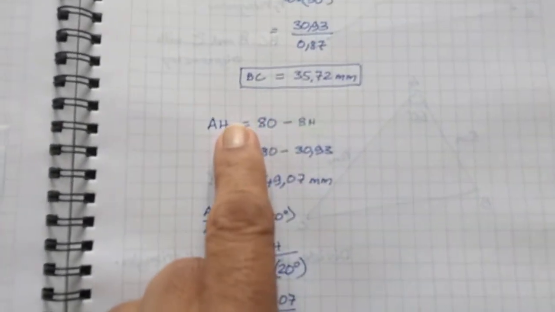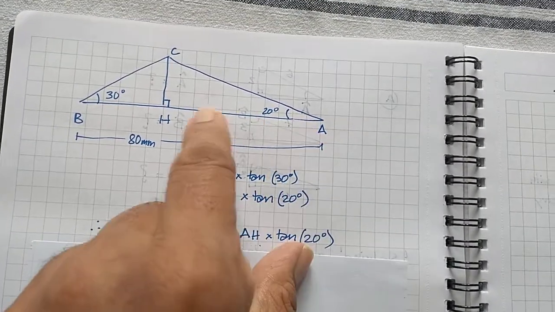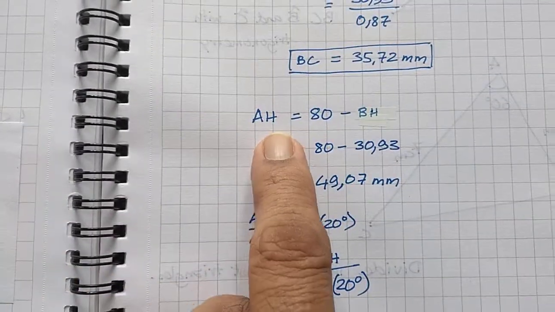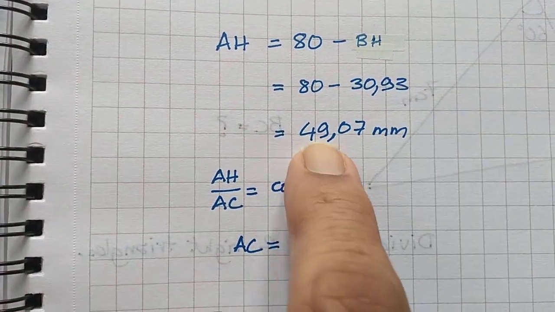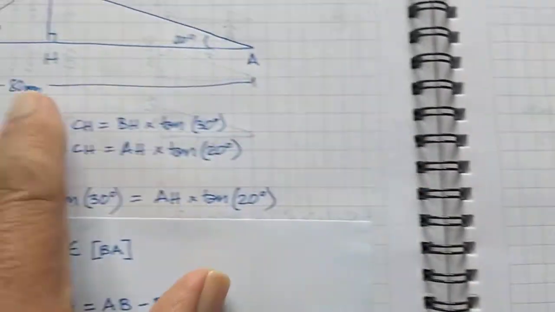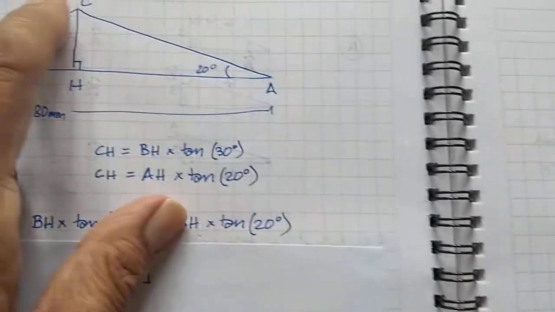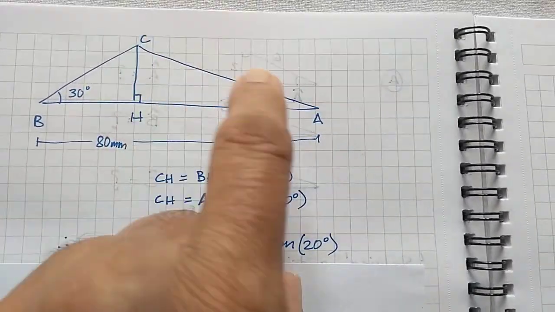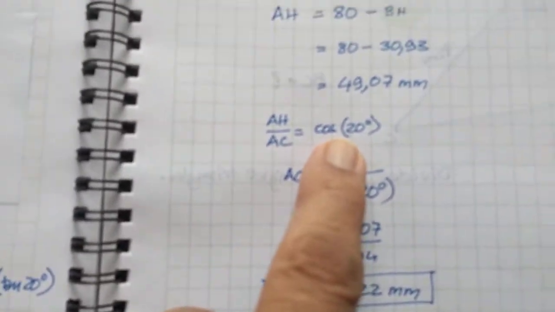So now let's take the second one, AC. Let's try to find AC. For that, first let's find out AH. AH we know is 80 minus BH. So 80 minus 30.93 gives us 49.07 millimeters. So we know AH is 49.07 millimeters. We also know that AH over AC is equal to cos of 20 degrees.